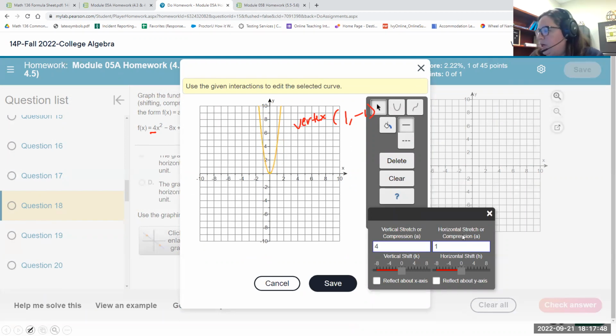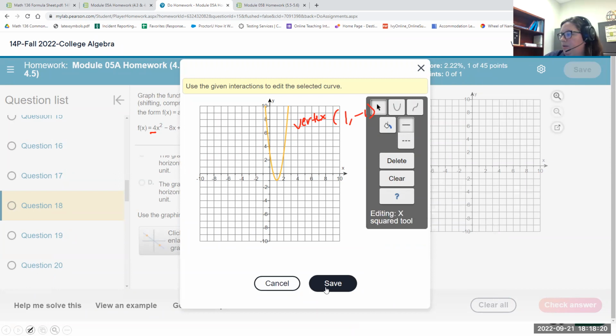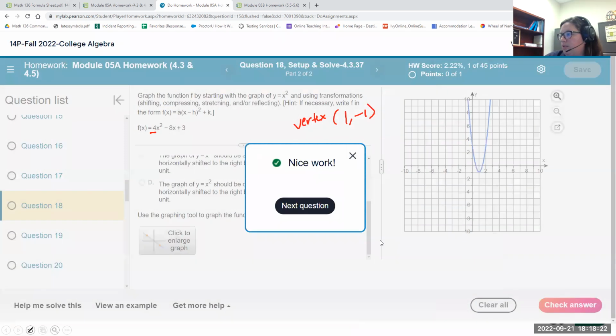You actually should never be putting anything in the horizontal stretch or compression. Just completely leave that alone. Don't mess with it. But then we have the vertical shift, which even says is k. So that's the negative 1, moving it down 1, and the horizontal shift h, moving to the right 1. And if there was a reflection, so if a was negative, you would have the reflection about the x-axis. You should never have a reflection about the y-axis for these, just the x-axis if a is negative. So there's the graph. Make sure I didn't mess that one up. All right.